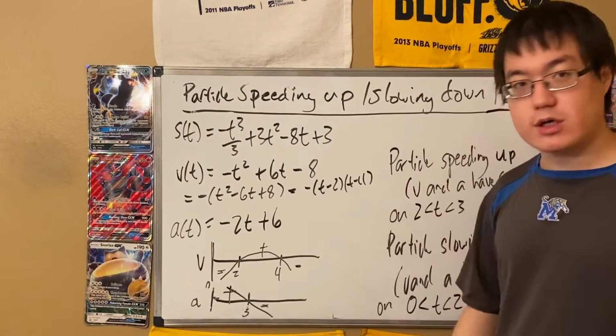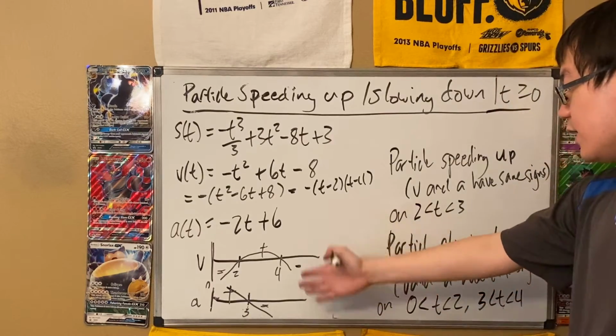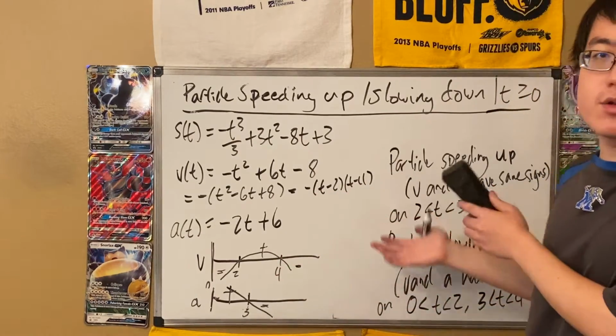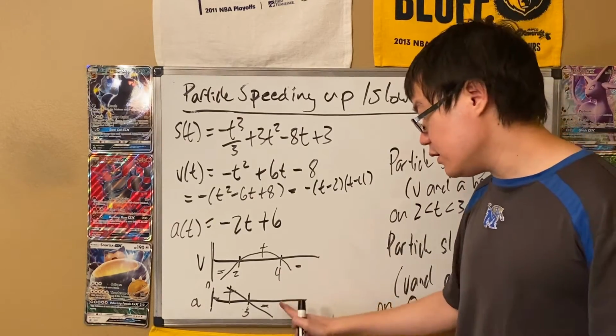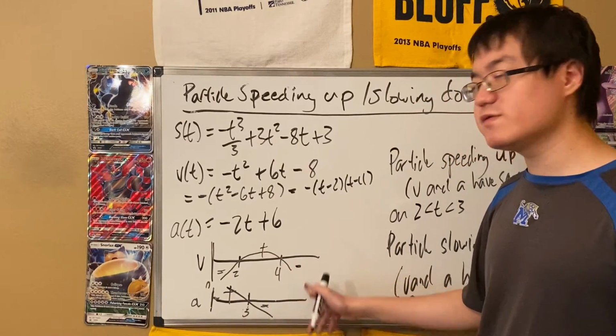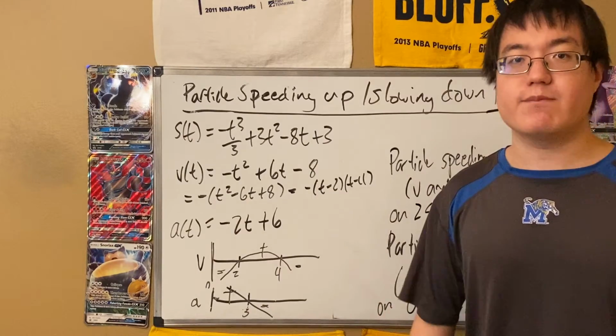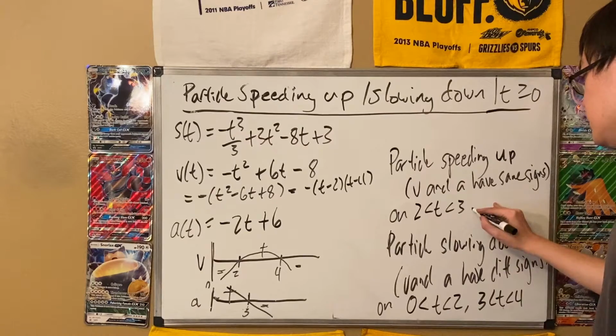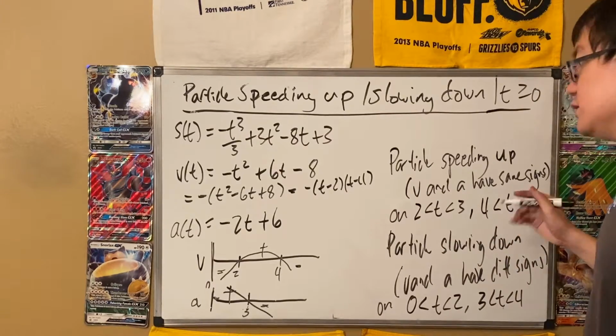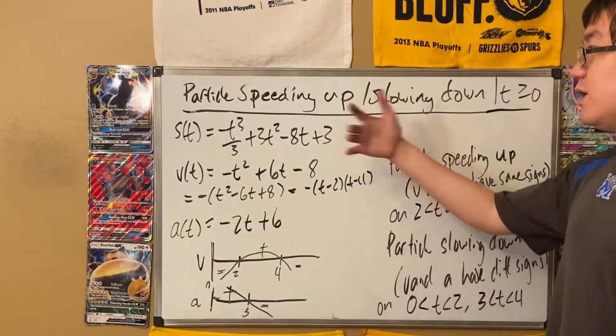Finally, we're going to consider one more interval. The very last interval is going to be 4 all the way towards infinity. Notice that from 4 to infinity, 4 is about right here on the sign chart. Both sign charts are negative. That means that the particle will be speeding up, because velocity and acceleration have the same signs. So 4 to infinity is the final answer. So this is speeding up, slowing down.